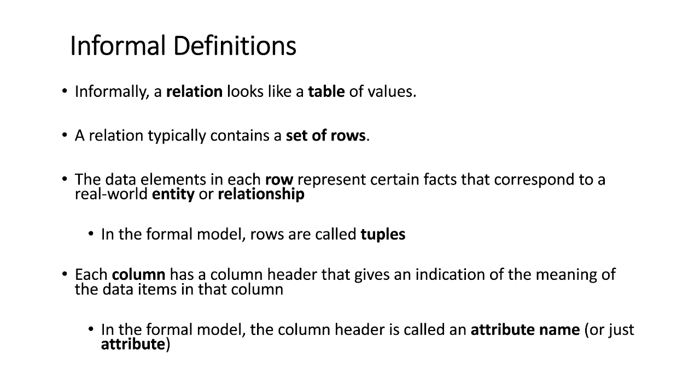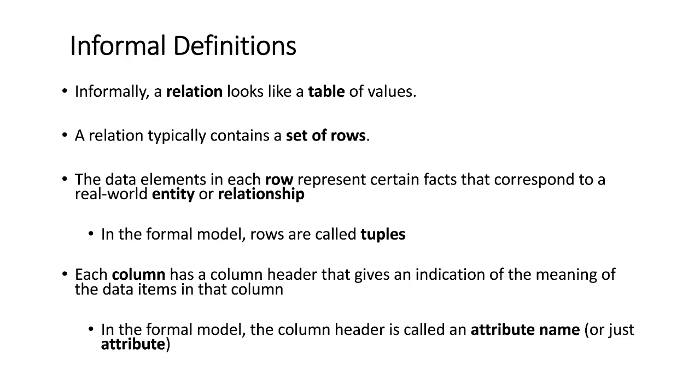Previously we have seen that a table is called a collection of rows and columns. But in the case of informal definitions, a table is going to be called a relation. So a relation looks like a table of values, and typically contains a set of rows and a set of columns. The data elements in each row represent certain facts that correspond to a real-world entity or relationship.